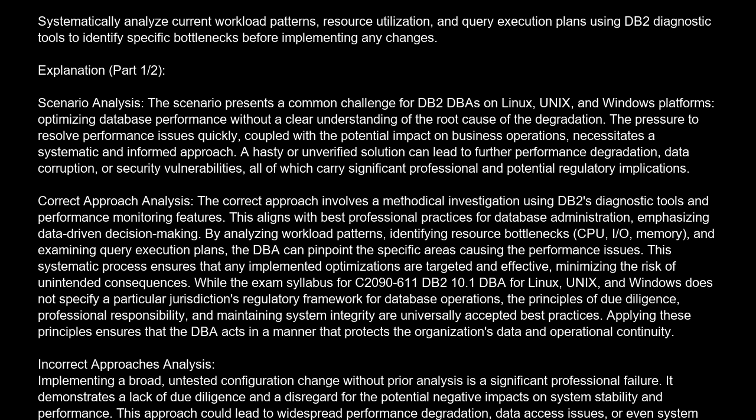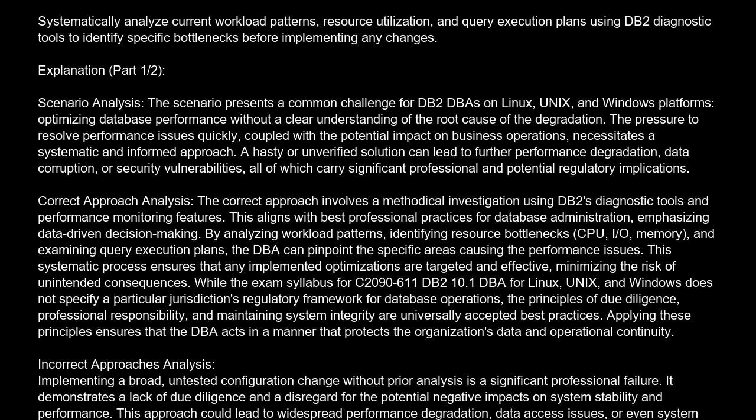While the exam syllabus for C2090-611 DB2 DBA for Linux, UNIX, and Windows does not specify a particular jurisdiction's regulatory framework for database operations, the principles of due diligence, professional responsibility, and maintaining system integrity are universally accepted best practices. Applying these principles ensures that the DBA acts in a manner that protects the organization's data and operational continuity.